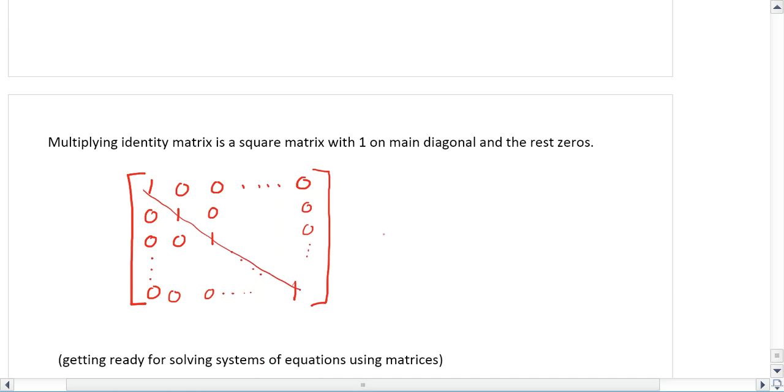Now, if you multiplied any square matrix times its identity, you'd be just taking that first element times 1 and the rest would be zeros. The second element times 1, the rest would be zeros. So you're not going to change the matrix at all.